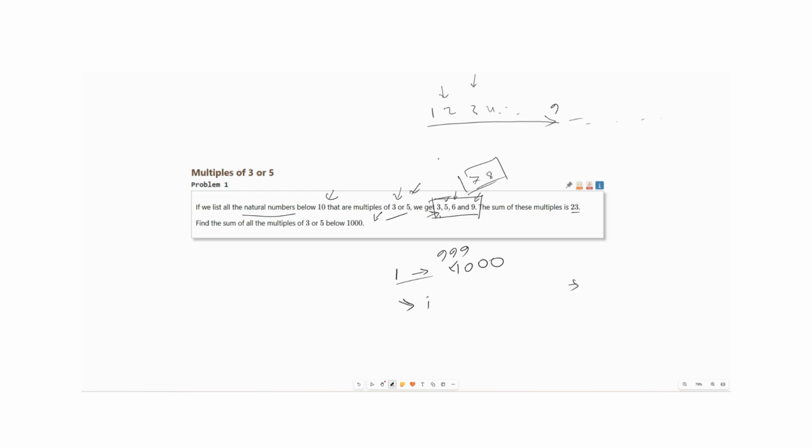You can add a variable like total, and then add every single element to this total. So I hope you understand the solution. You need to know the basics of programming, and also maths.